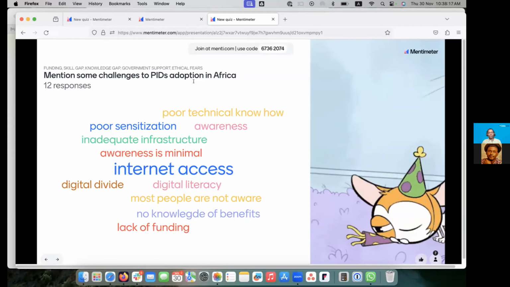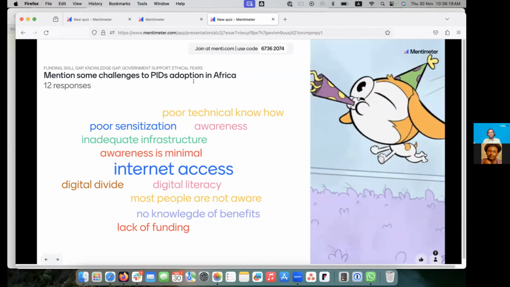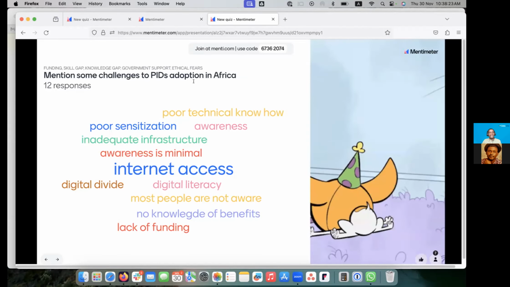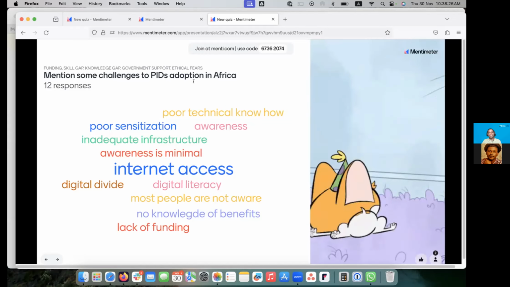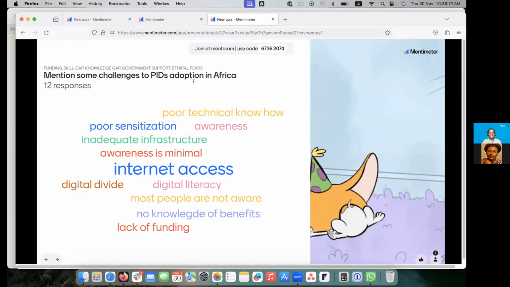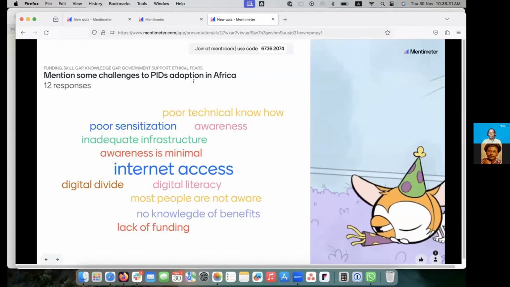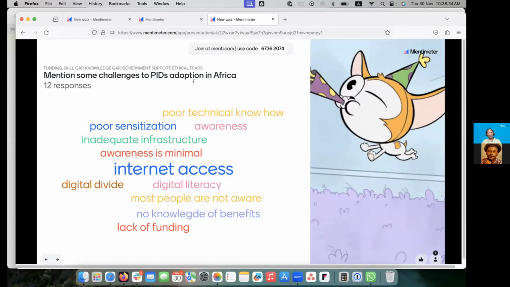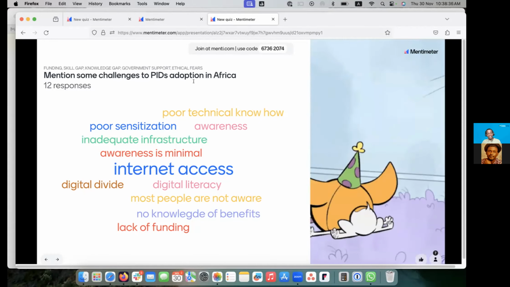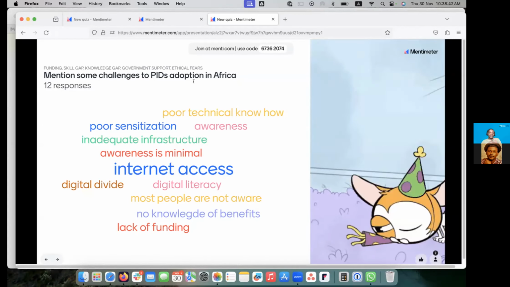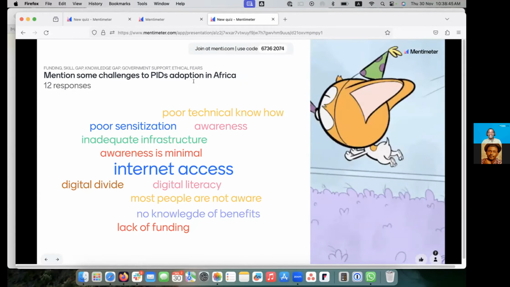We have seen a lot of responses: digital divide, no knowledge of benefit. I actually agree with this, because what is in it for me? Why should I just be spending my money on this? So no knowledge of the benefits, lack of funding, poor technical know-how, poor sensitization, inadequate infrastructure, awareness is minimal, internet access, digital divide, digital literacy. Most people are not even aware, no knowledge of benefits and lack of funding.